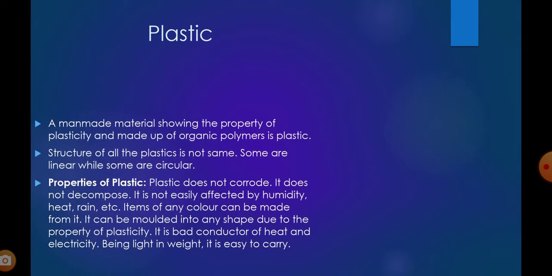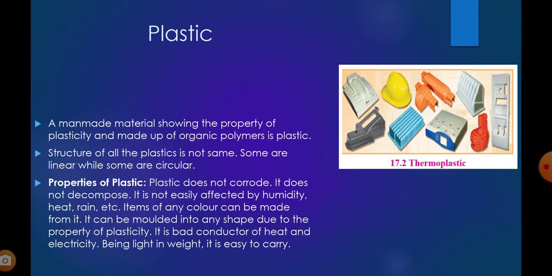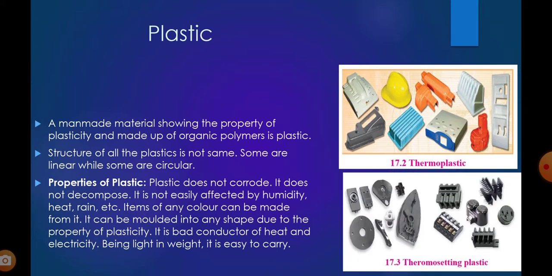Plastic. A man-made material showing the property of plasticity and made up of organic polymers is called plastic. This is the definition of plastic. The structure of all plastics is not the same. Some are linear while some others are circular. What are the properties of plastic? Plastic does not corrode. It does not decompose. It is not easily affected by humidity, heat, rain, etc. Items of any color can be made from it. It can be molded into any shape due to the property of plasticity. It is a bad conductor of heat and electricity. Being light in weight, it is easy to carry also.